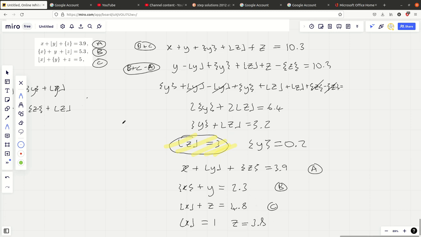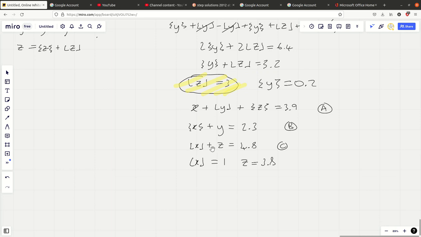It's the only way that could have worked, and that's from the c equation. Now, once you've got that, you can start to deduce a little bit more. We know a bit more now, because we can say z squiggle is 0.8, and so a becomes x plus integer part of y is going to be, as that's 0.8, 3.1. We already know the integer part of x is 1. We know that the fractional part of y is 0.2.